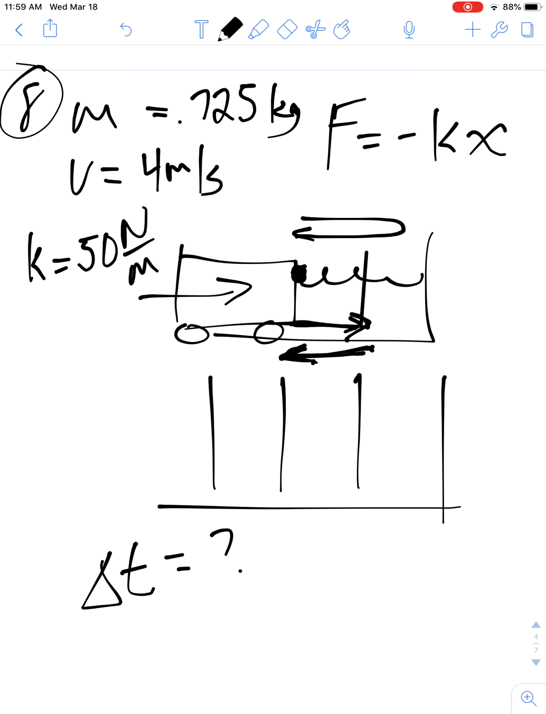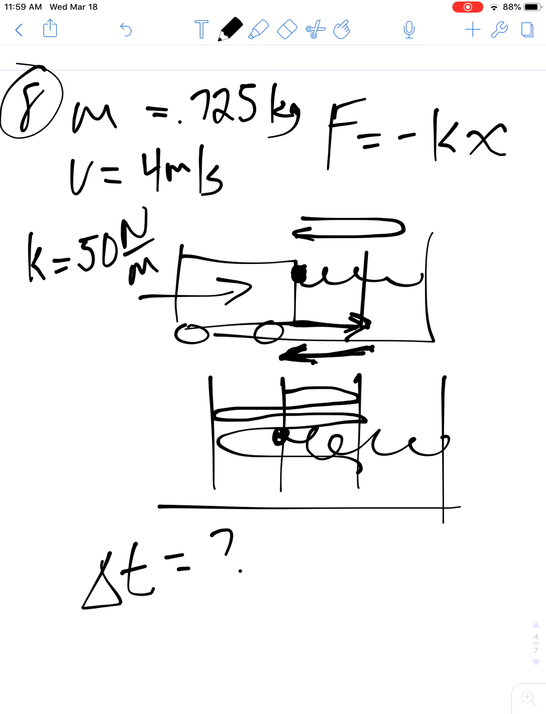Now, if we think about how this compares to a mass oscillating, I should have drawn that as a spring, a mass oscillating on a spring, well, what happens? If the mass gets compressed backwards, then it eventually comes back forward and then goes backward and forward again and again and again, right? So that's what's happening there.